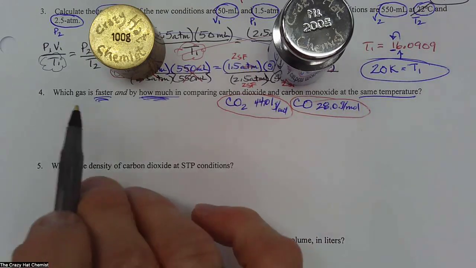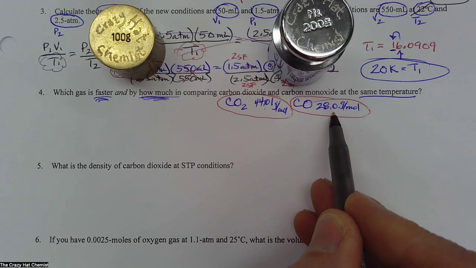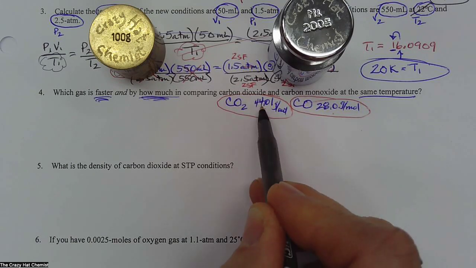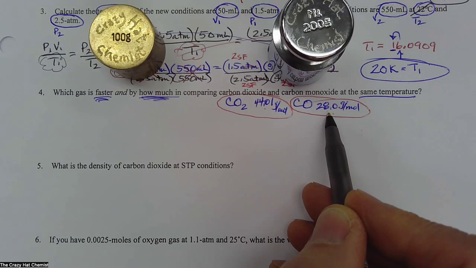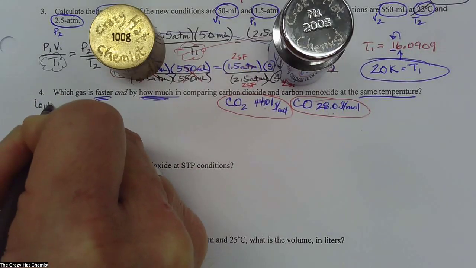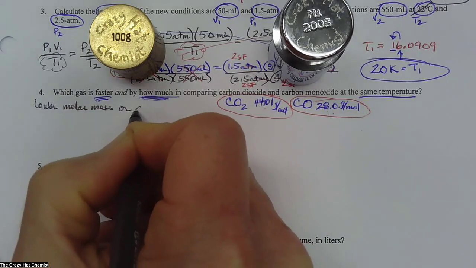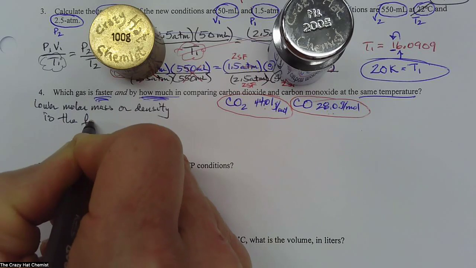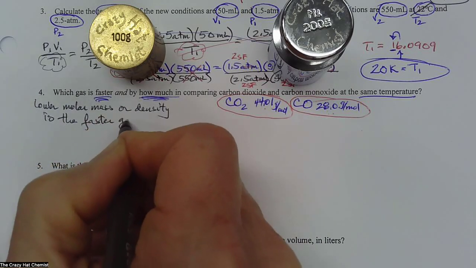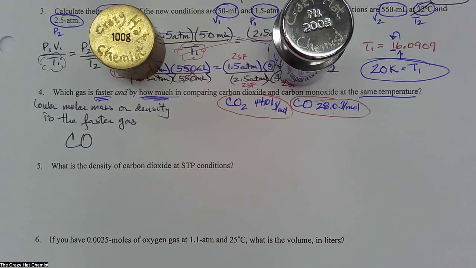All right, so the question is, which gas is faster? So what we're going to do is compare the molar mass of carbon dioxide and the molar mass of carbon monoxide and figure out which number is smaller, which has the lower molar mass. Carbon monoxide has the lower molar mass. So lower molar mass or density is the faster gas. So which is the faster gas? Carbon monoxide. Bingo. So that's the first answer.